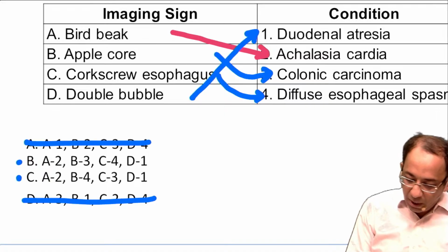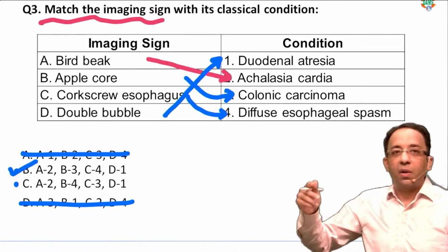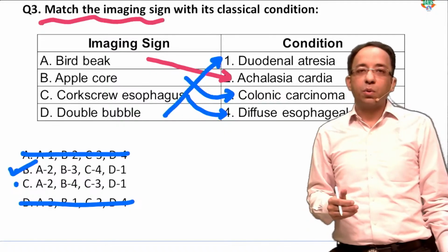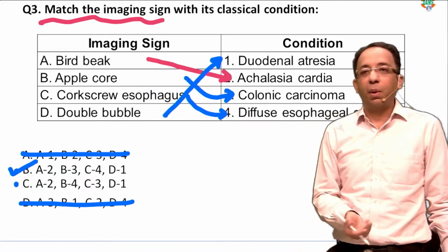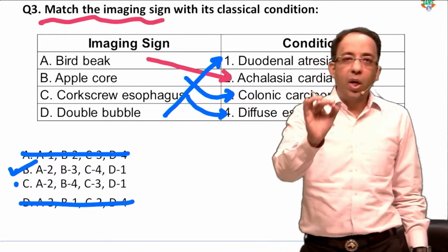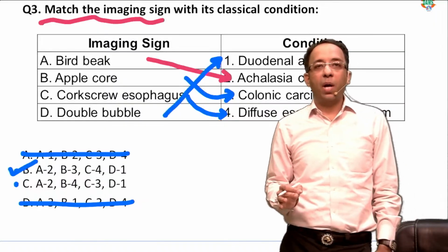Okay. B3. That means the answer is B. So I hope you notice that in match the following, sometimes you don't need to look at all of the answers. Even if I know one or two, I'm able to get to the answer. The only thing about match the following is time management. You need to know how to manage your time well.